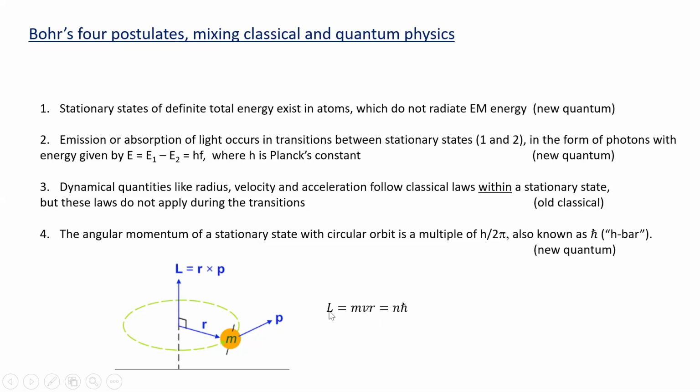So the angular momentum would be mvr, and that's supposed to be a multiple of h over 2 pi, or h bar. So this was his new quantum principle, from which the rest of his quantization of the radius and the velocity and the energy of the stationary states within the atom followed.